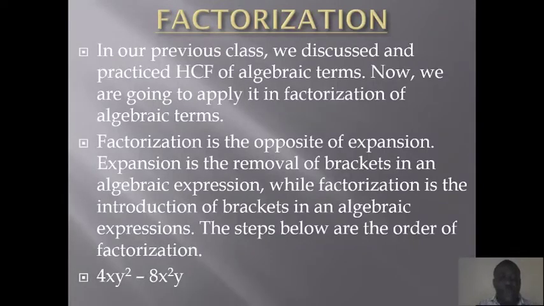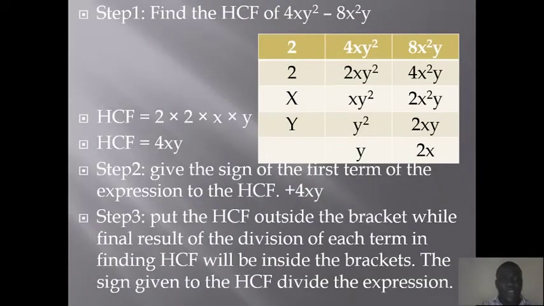So our first exercise here is that we should factorize 4xy squared minus 8x squared y. When you have something like this, the first thing, which is our step 1, is to find the HCF of 4xy squared and 8x squared y. When we are finding the HCF, we have this table here.